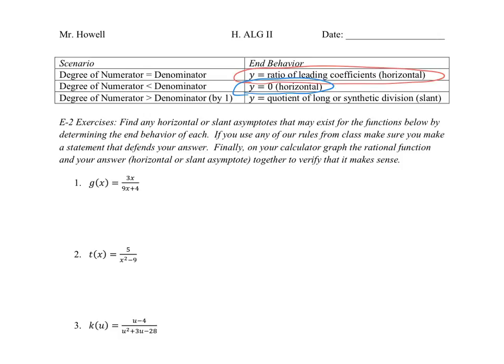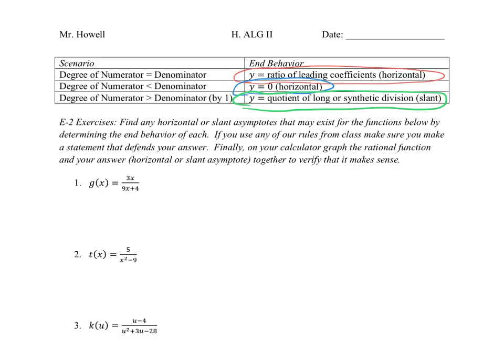And then the third case is the one that we just looked at, when the degree of the numerator is greater than the denominator by 1 specifically, meaning it's like the degree is 3 over 2, or the degree is 4 over 3, or the degree is 2 over 1. It's got to be bigger by 1. You get y equals whatever the quotient is of either long or synthetic division, either one you want to use, and that's called a slanted asymptote. So you've got 3 types of options: horizontal 1, horizontal 2, or slant asymptote.